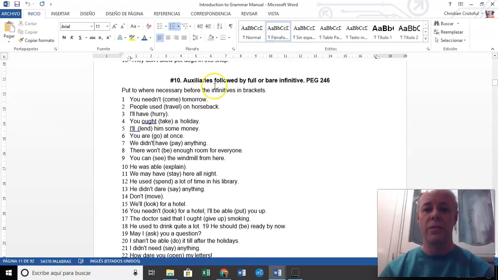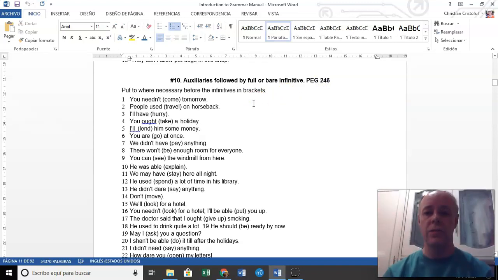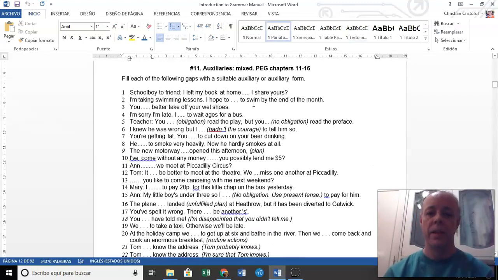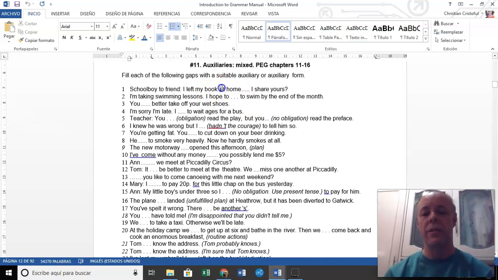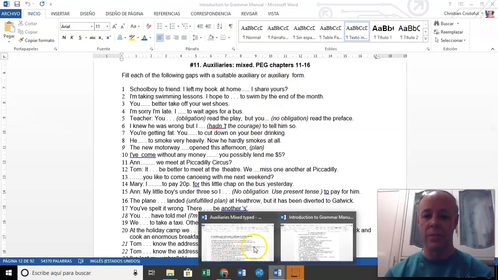Number 9, you have auxiliaries followed by full or bare infinitive. And remember, this is page 246 from the textbook. And then we get into the auxiliary mix. For this, you need to go over chapters 11 to 16. This is super important. Let's take a look at the textbook.